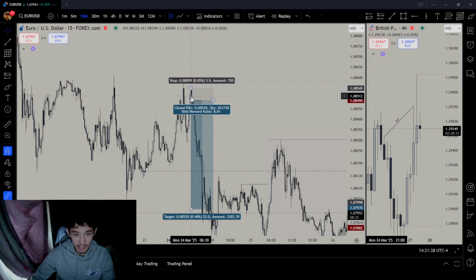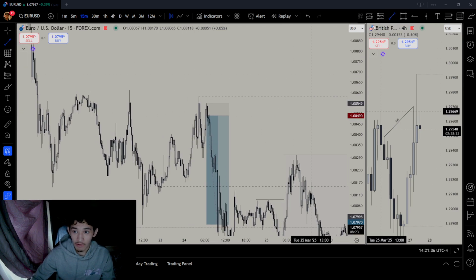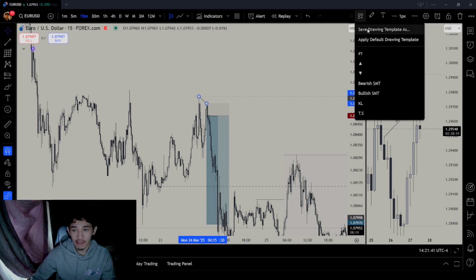This has a higher probability, but lower RR, right? And how is a CISD? SMT divergence, right? A lot of you guys have been saying for the CISD that you need a sweep. What does the SMT mean? SMT prevents sweeps from happening. So you're basically having an imaginary sweep.